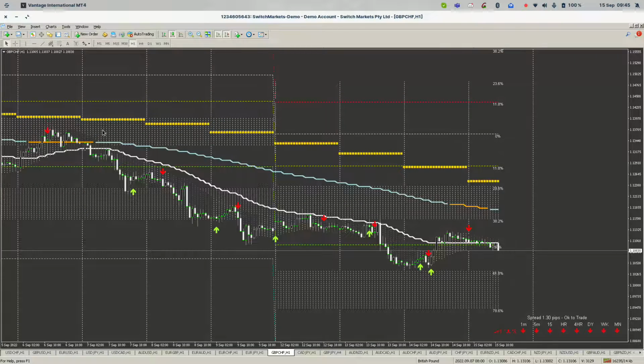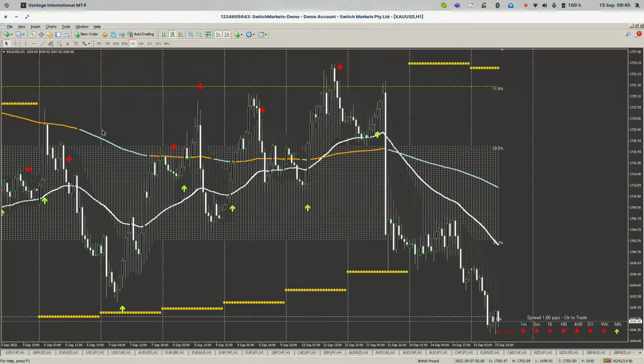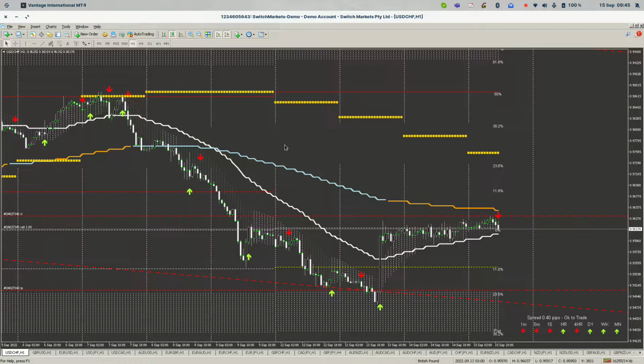So for instance, in this case, let's go for a window. We'll start with dollar Swiss. So here's a trade on dollar Swiss that I've just put on. It's been stagnant for ages. So what am I looking for?